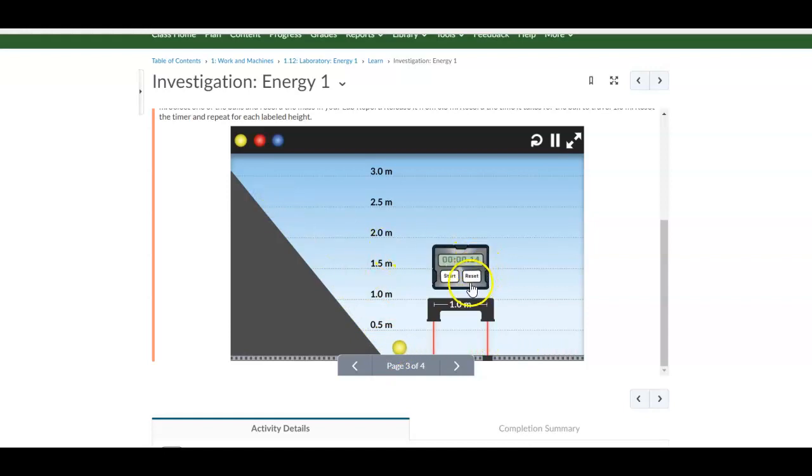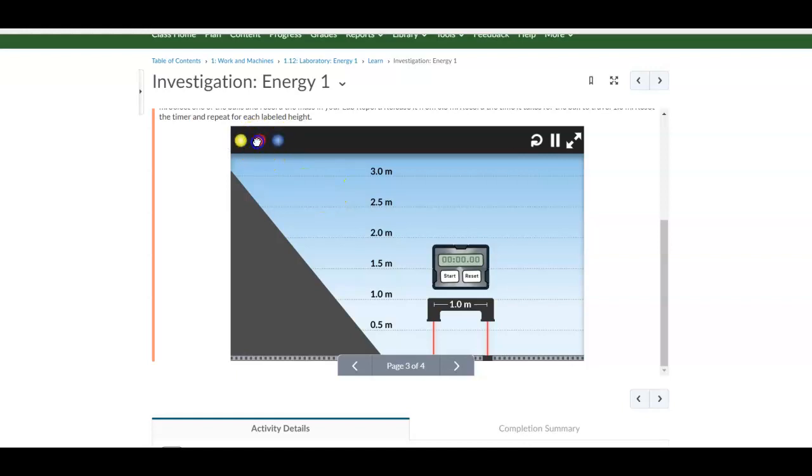It took 1.4 seconds, so we're resetting there. And then the last one is the highest, 3 meters. And we're releasing it. It takes 0.11 seconds. Okay, so not even a full second on most of these. All right, so we're done with this ball.